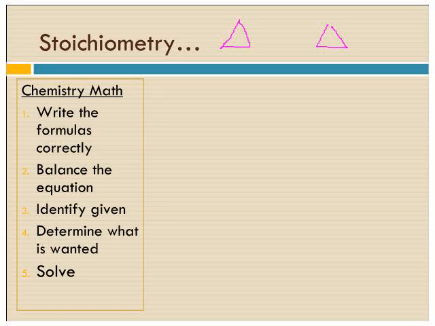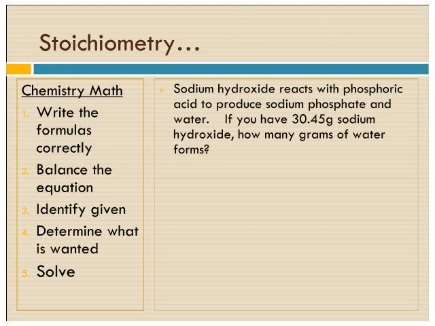Obviously, you have to write the formulas correctly, balance the equation, identify what you're given, and determine what you are looking for, and then take out a calculator and solve. So we're going to do a practice problem together before you do all the practice problems in the class. So sodium hydroxide reacts with phosphoric acid to produce sodium phosphate and water. If you have 30.45 grams, remember that's important, you want to know how many grams of water.